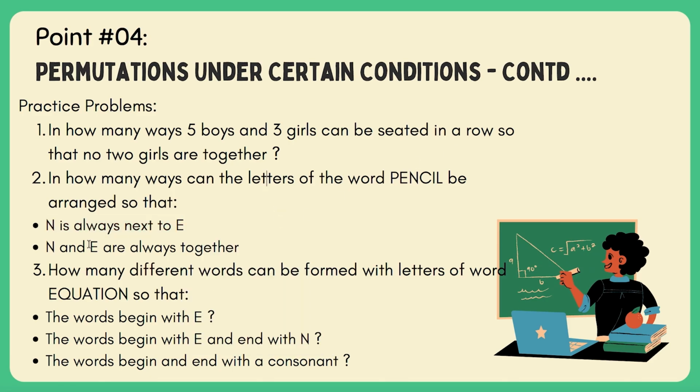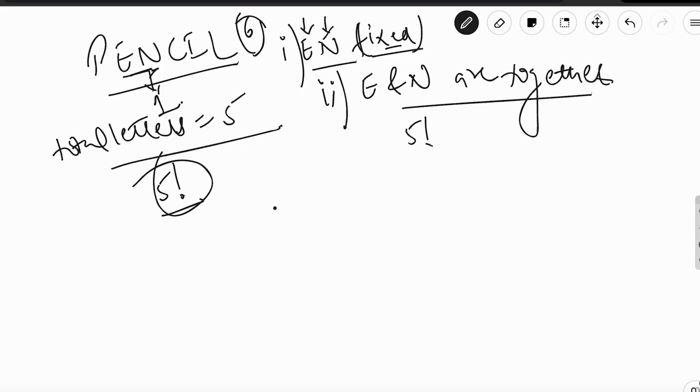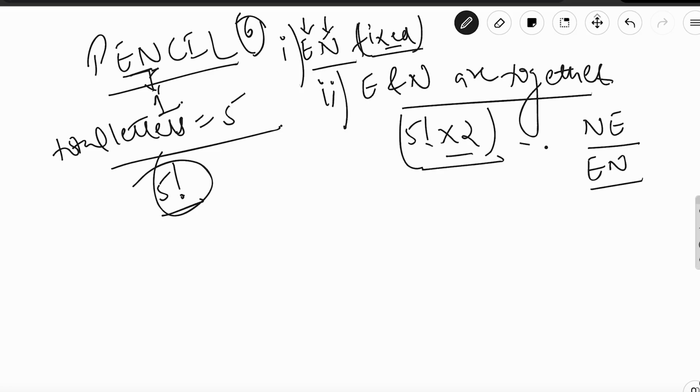But in second case it is saying that N and E are always together. It's not talking about the order. It could be NE or it could be EN. So the total number of ways of arranging is 5 factorial into 2. 2 for this arrangement, NE or EN.